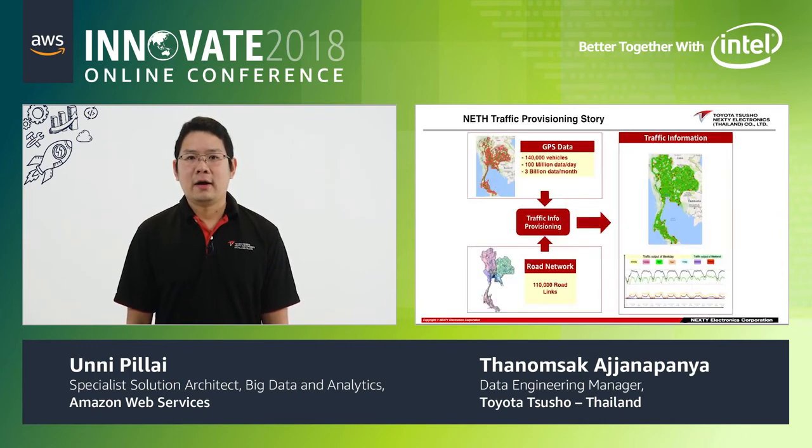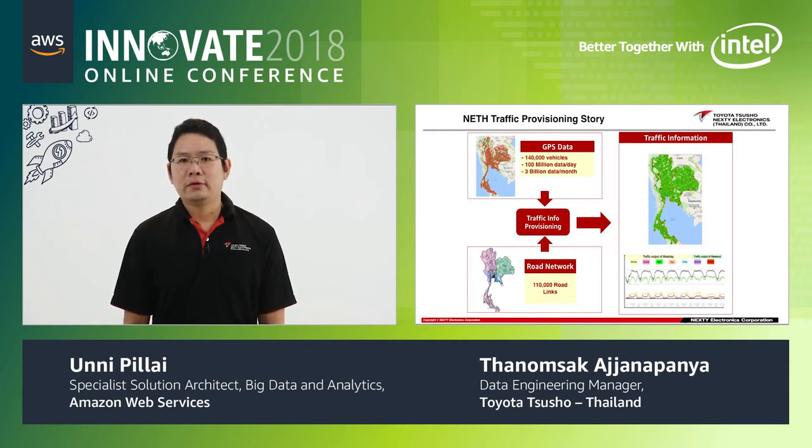We are using GPS data as the main data source, which is collected from about 140,000 vehicles using onboard electronics. Every day, on average, we are getting about 100 million data points, which is about 3 billion data points per month, collected from more than 100,000 load links across Thailand. Our challenge is to build a model to predict the speed and traveling time for all load links in Thailand.